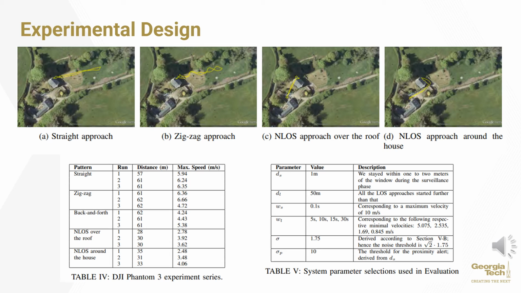Additionally, they made a couple of assumptions. They assumed the surveillance distance was 1 meter, and they stayed between 1 and 2 meters of the window. They also assumed that it would be detected around 50 meters. The window size would be 0.1 second, as well as a couple of different window lengths that were given standard across the recordings that were outside of the algorithm. They also used values for theta of 1.75 and a proximity alert value of 10.